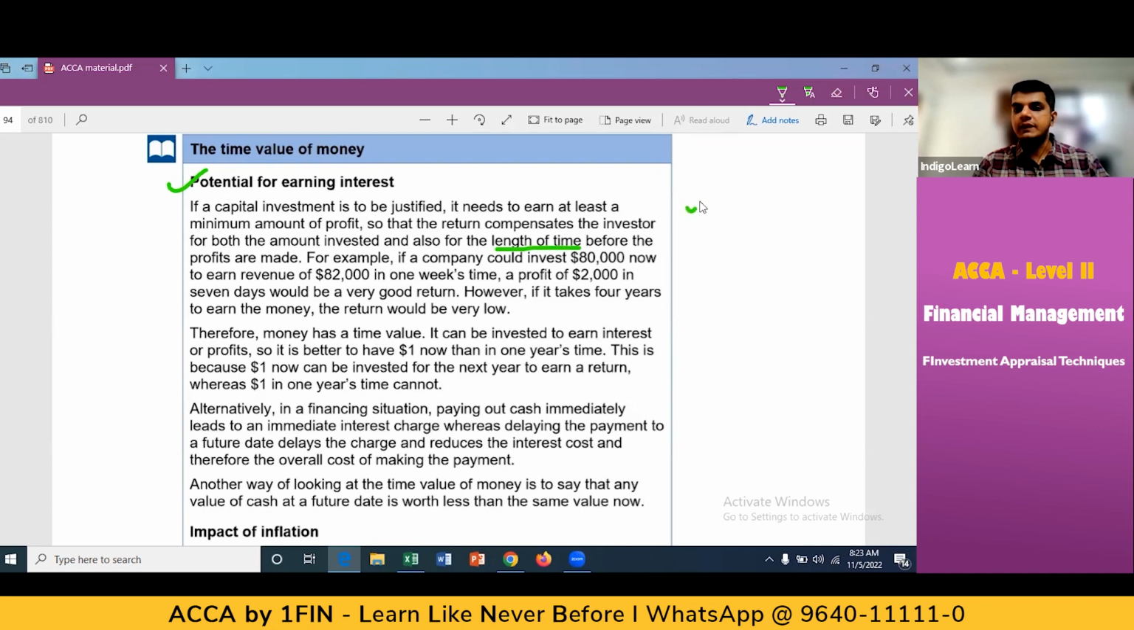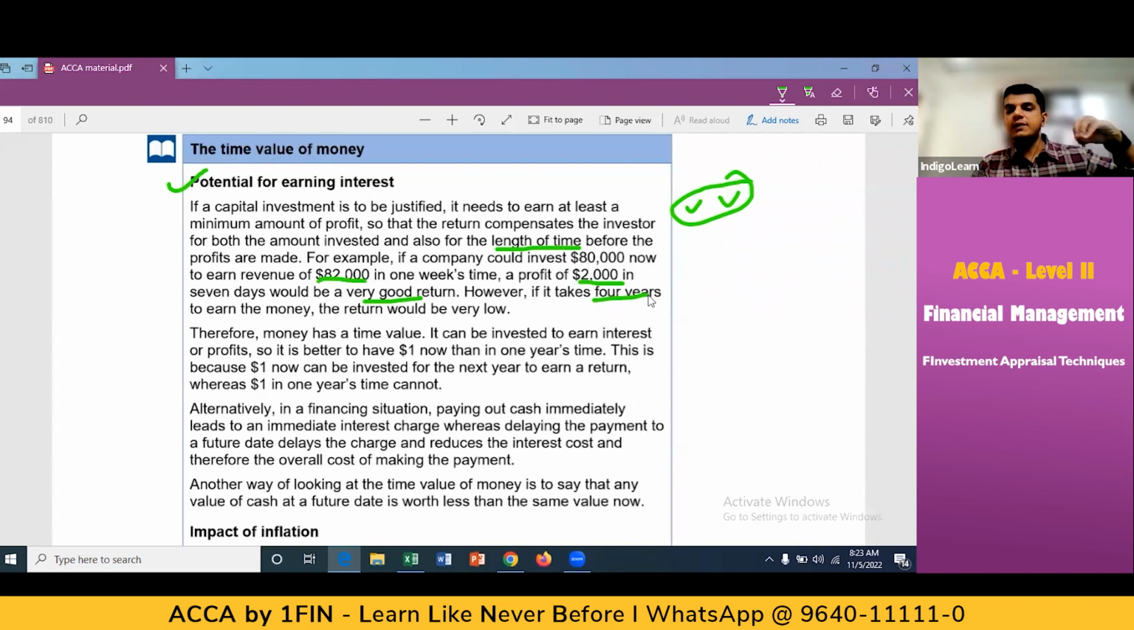So some amount is invested for some amount of time. It should compensate both of the things, before the profits are made. For example, if a company could invest $80,000 now to earn a revenue of $82,000 in 1 week's time, a profit of $2,000 in 7 days would be a good return. However, if it takes the same investment but the return of $2,000 takes 4 years, then the return would be very low. How have you calculated?